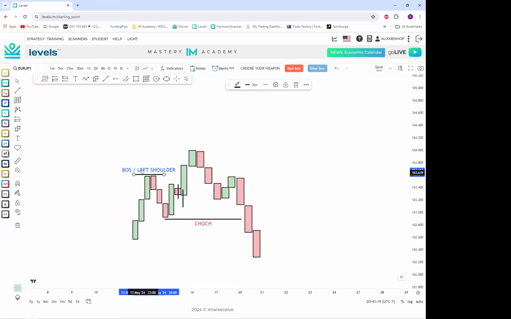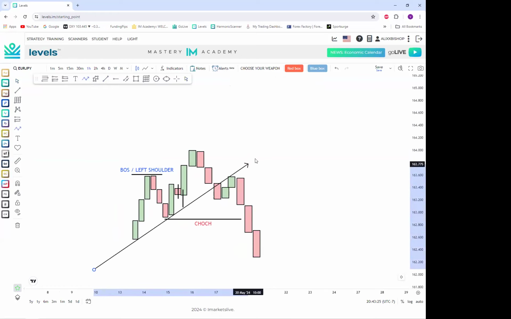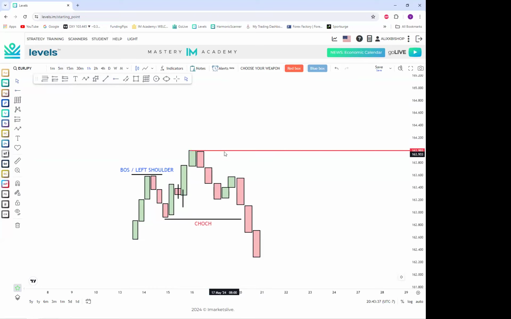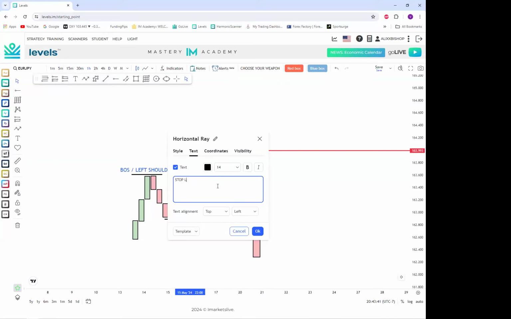Where's the highest peak in this drawing, guys? Remember, market was bullish. So where's the highest peak in this drawing? I know Will knows. Let's go, guys. Yes, this right here. This is my stop loss.